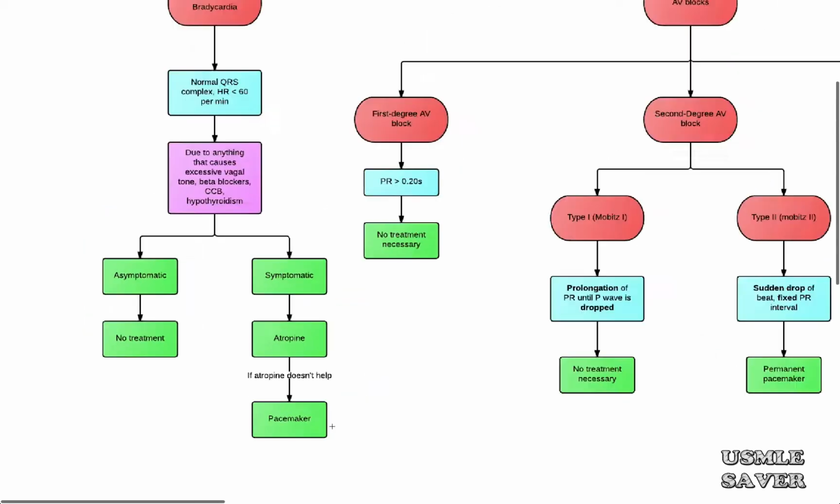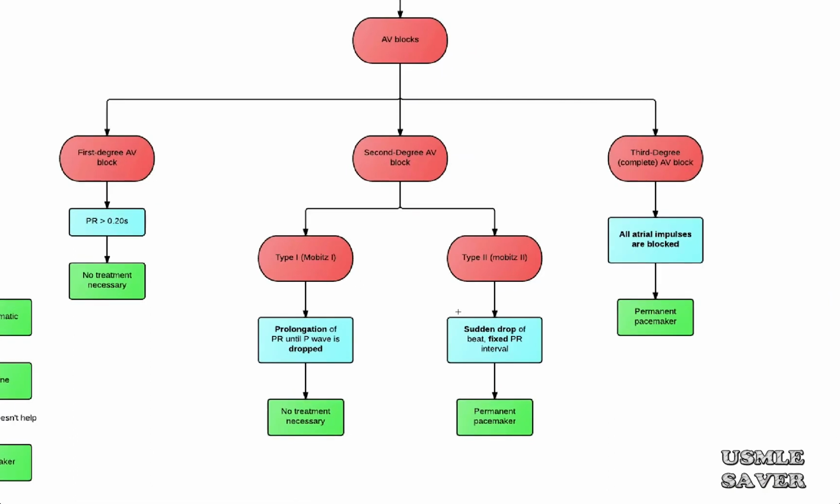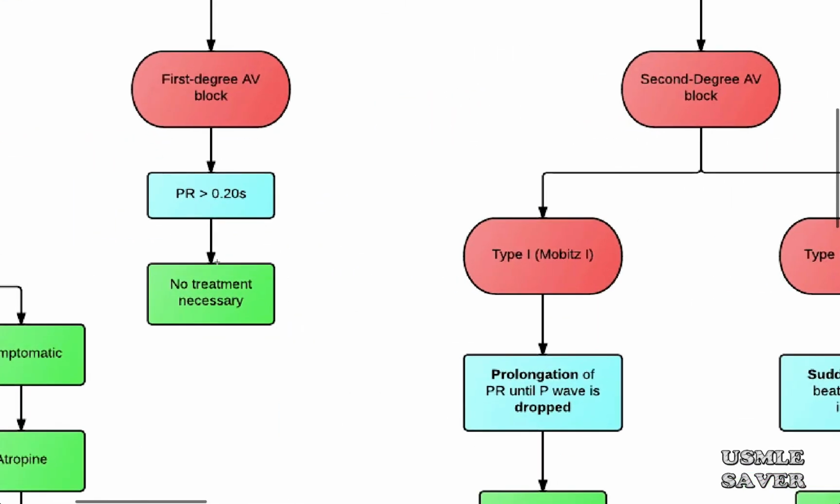Now let's move on to heart blocks. As you all know, there are three different types of heart blocks: first degree, second degree, and third degree. Second degree has two types: type 1 or Mobitz 1, and type 2 or Mobitz 2. Let's start with first degree block.